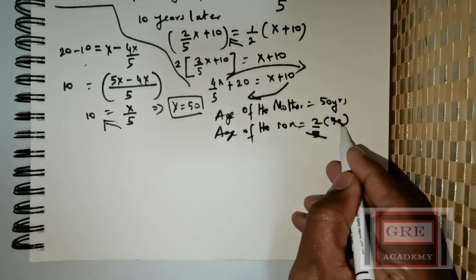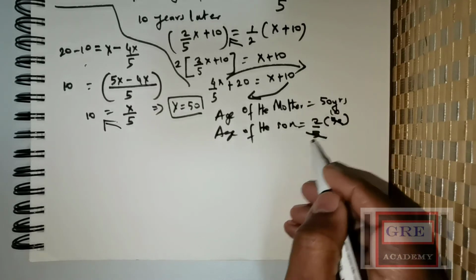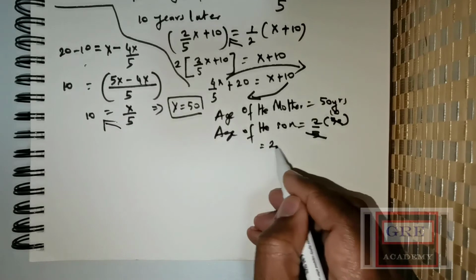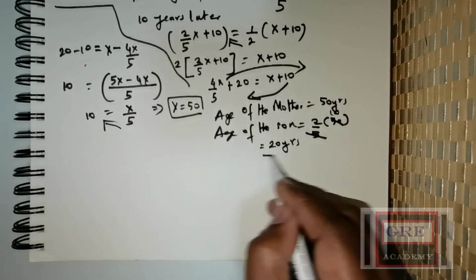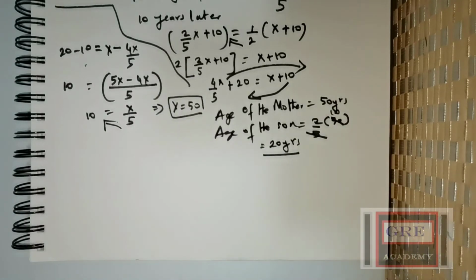So 5 divides 50, 10 times 2 times 10 gives you 20 years. So this completes the solution for this question.